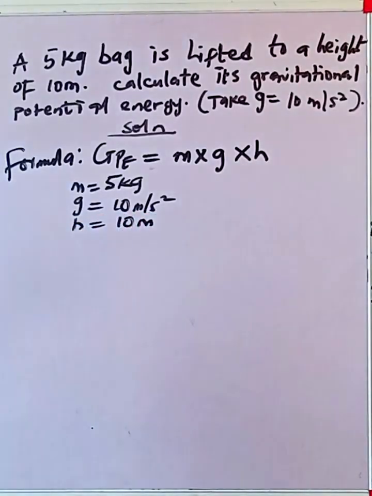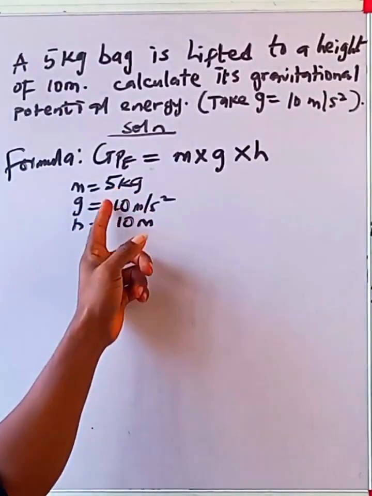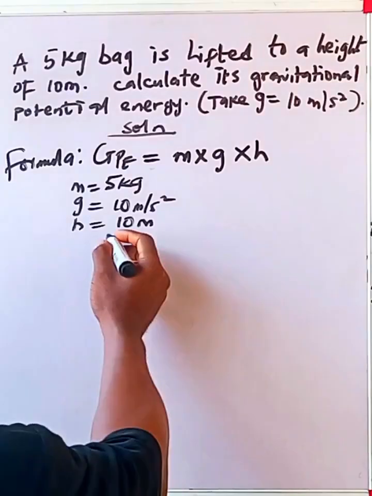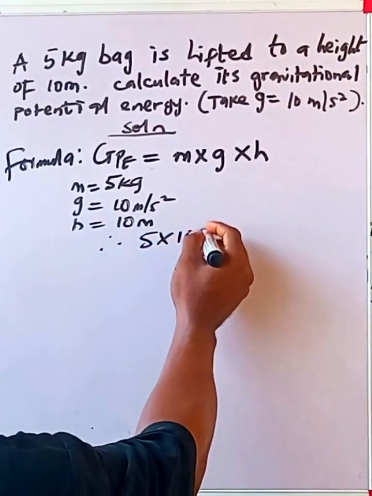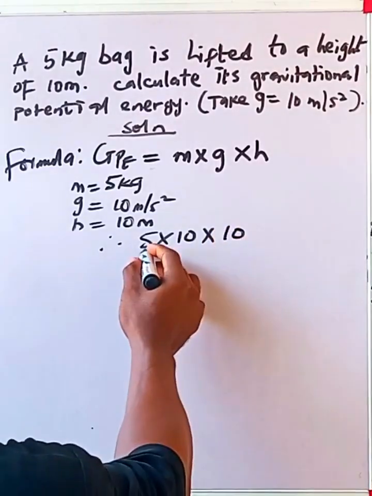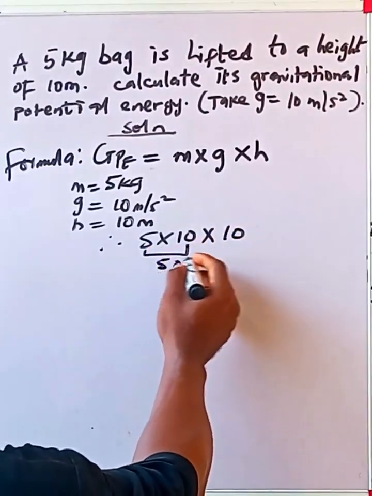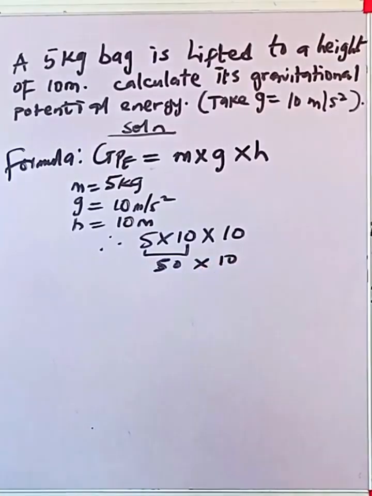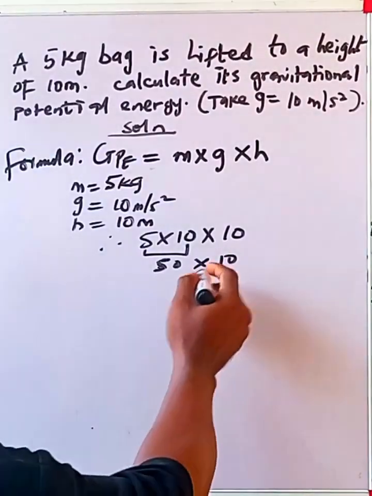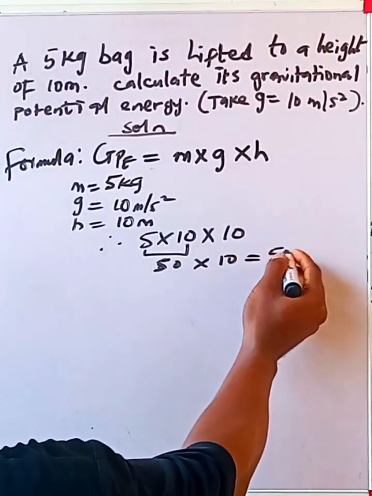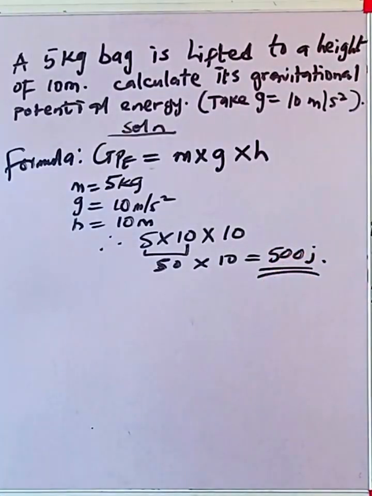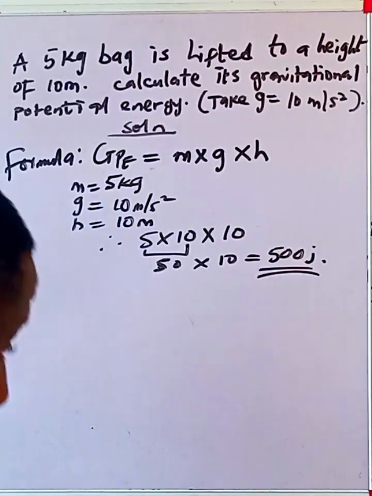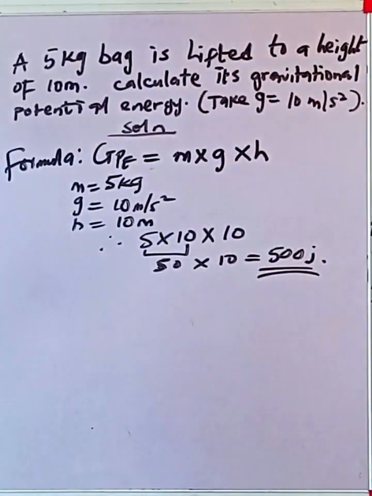All right, guys. Having gotten all you need to solve the equation, it's very simple. Just apply these figures into the formula, which is equals to what? 5 times 10 times 10, right? 5 times this 10 will give us 50. 50 times 10 is going to give us 500. So our answer will be in joules because potential energy is calculated in joules. So our answer is 500 joules.